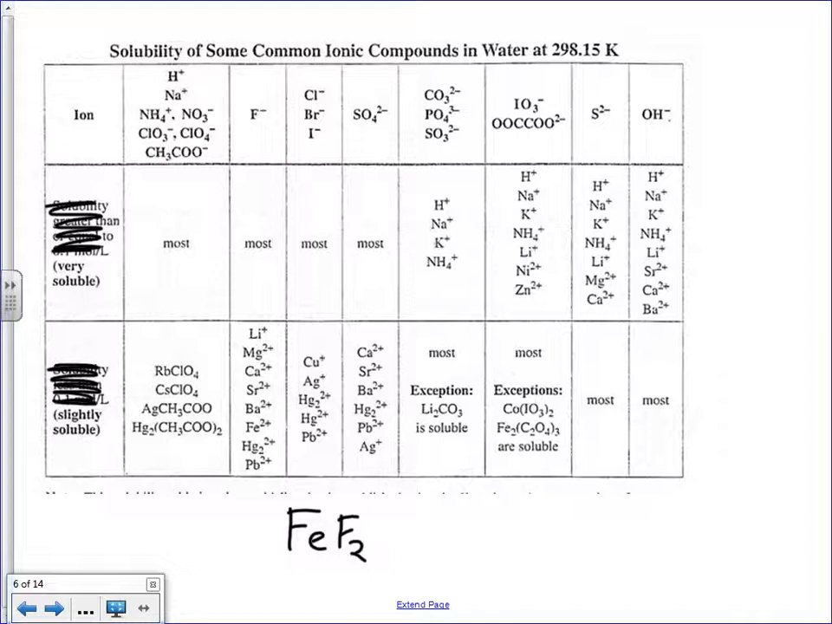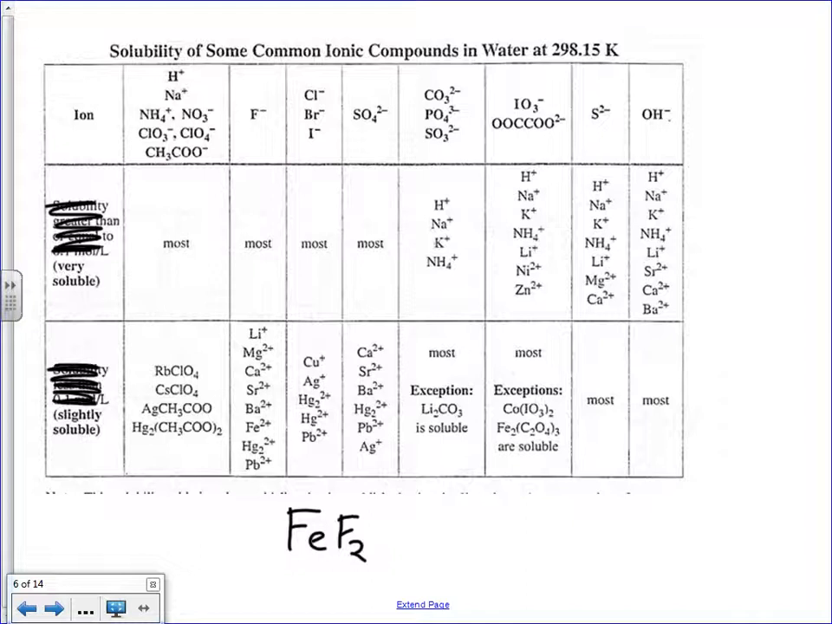So if fluorine is with lithium, it'll form a what? What do we call the stuff that forms, starts with P? A precipitate. So lithium fluoride would form a precipitate. So would magnesium fluoride, calcium fluoride, strontium fluoride, barium fluoride, and iron 2 fluoride. So this material is not soluble according to this chart.